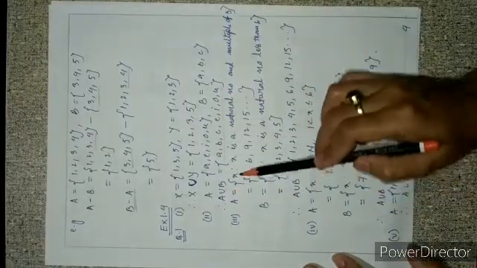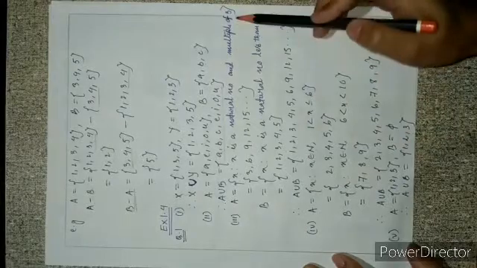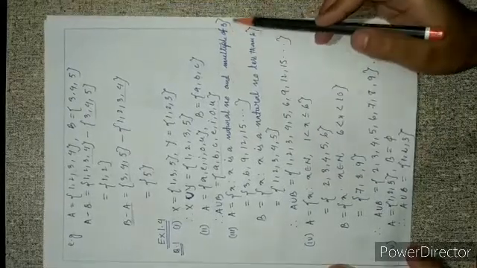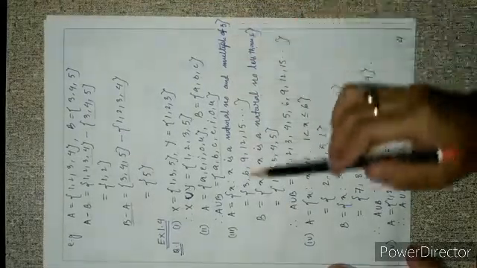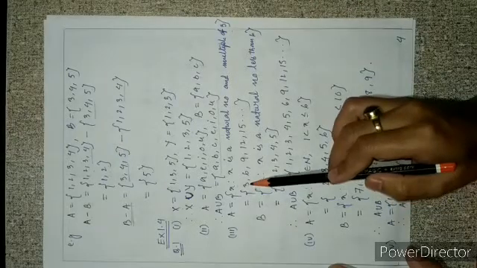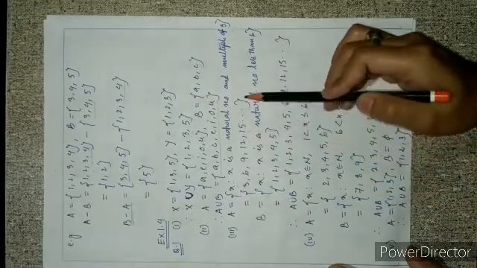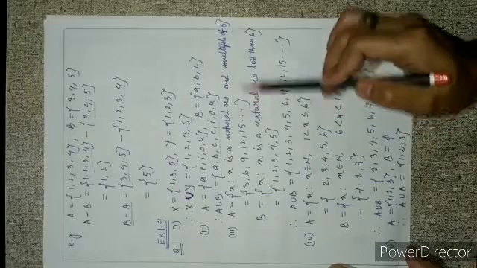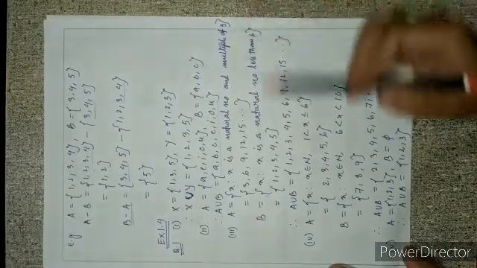Roman number 3: X is a natural number and multiple of 3. Elements of this set A are 3, 6, 9, 12, 15 and so on. There are infinite number of natural numbers which are multiples of 3.